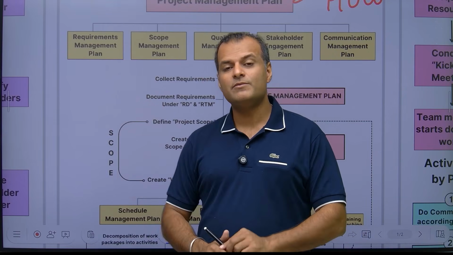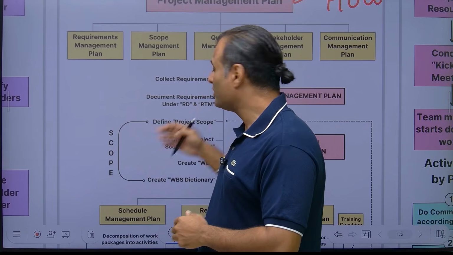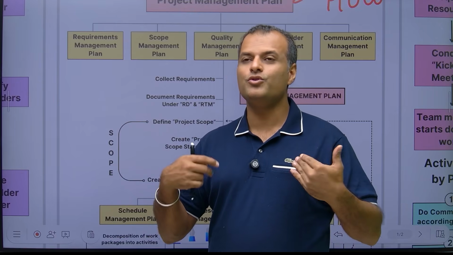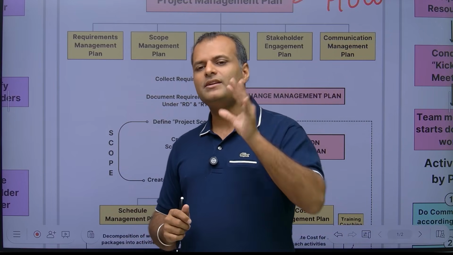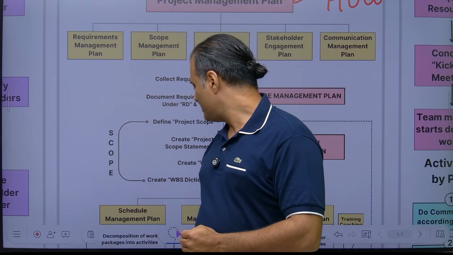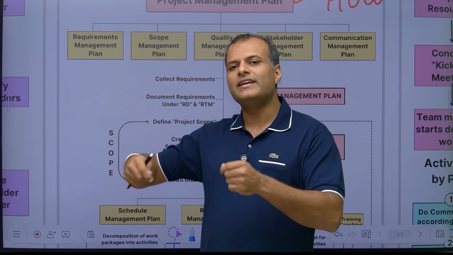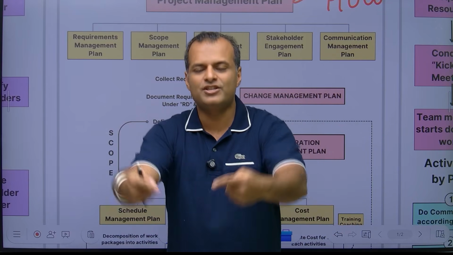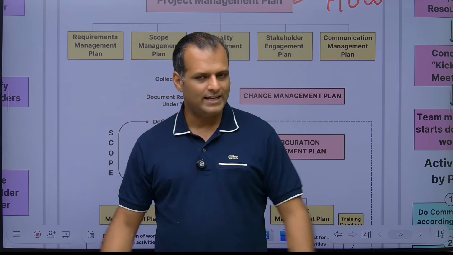The requirements management plan will tell you how you will collect the requirements, how you will document these requirements, how you will monitor these requirements. So anything related to requirements. But the real confusion is the difference between requirements and scope. Scope is about what the things the team will do to make sure that these requirements get fulfilled. For example, you want to make a 20 by 20 feet swimming pool.